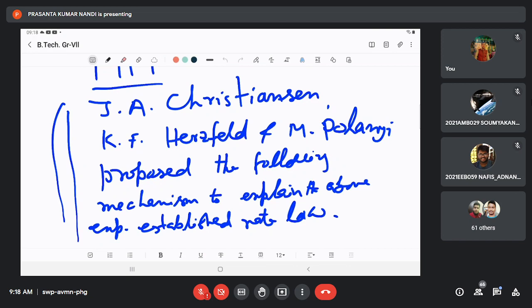J.A. Christiansen. So this you can find in the P.C. Rakshit textbook. If you have the P.C. Rakshit textbook, there you'll get this part clearly. And also you can find it in any other books available, because these are the basic things you can find in any physical chemistry textbook, particularly at the graduate level.